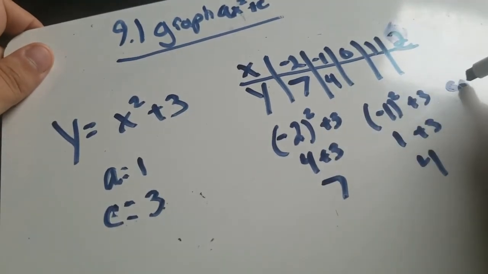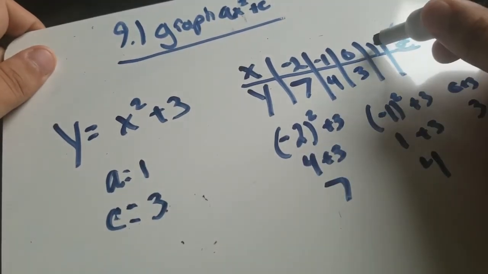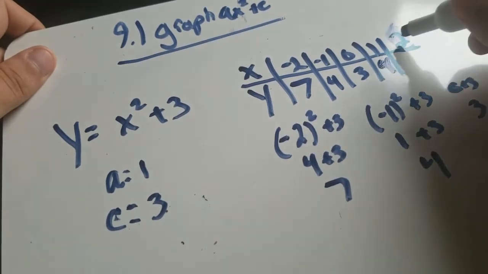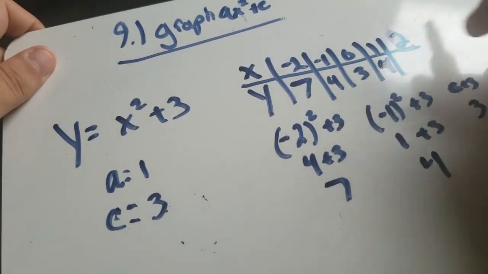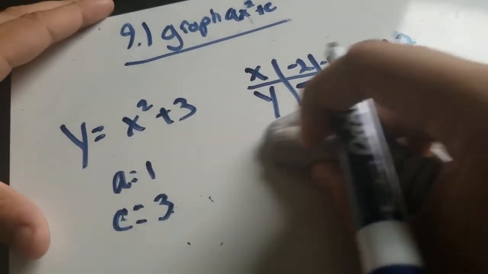0 plus 3 should be just 3. 1 squared plus 3 is 4. And then 2 squared. 2 squared is 4, plus 3 is 7. Okay.